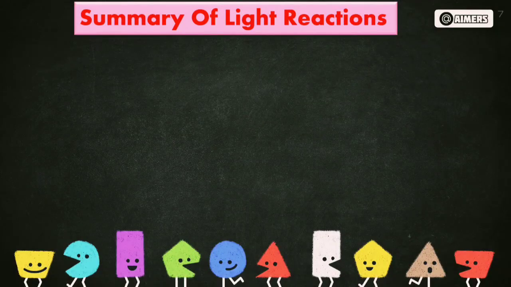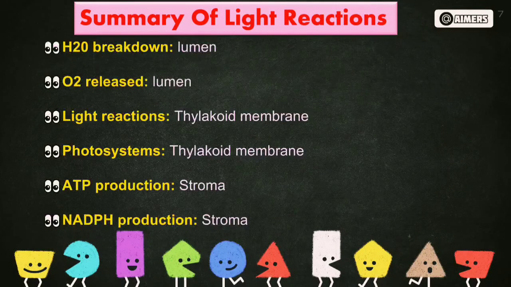Now, what is the summary of light reactions? Do remember these points. First is breakdown of water. Photolysis takes place in the lumen. Oxygen is released in the lumen. Light reactions take place on the thylakoid membrane. Photosystems are located on the thylakoid membrane. ATP is produced or released in the stroma, and NADPH is also produced in the stroma.